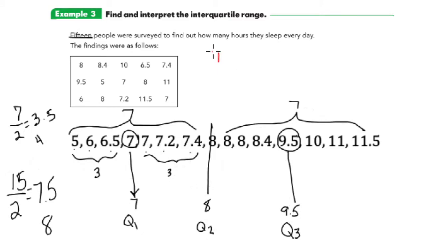To find our interquartile range, we're going to take the third quartile and subtract the first quartile from that. And in this situation, the third quartile was 9.5, and the first quartile was 7. So when you subtract 9.5 minus 7, that leaves us with 2.5. That means that our interquartile range, or our IQR, is going to end up being 2.5 for this problem.